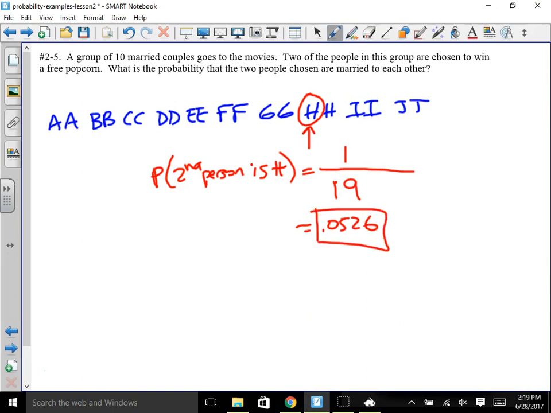So there's just a little over a 5% chance that if 2 people are chosen at random out of 10 couples, the 2 that are chosen will be married to each other.